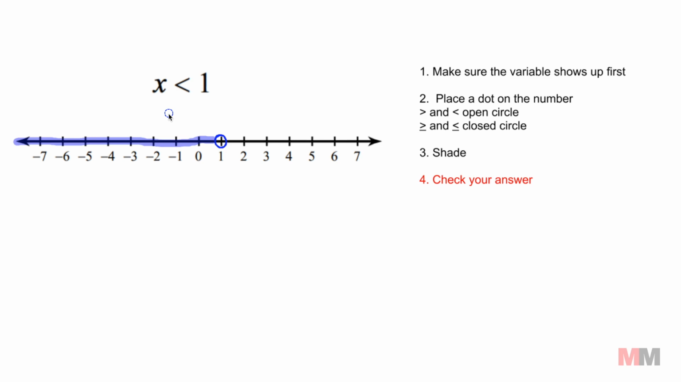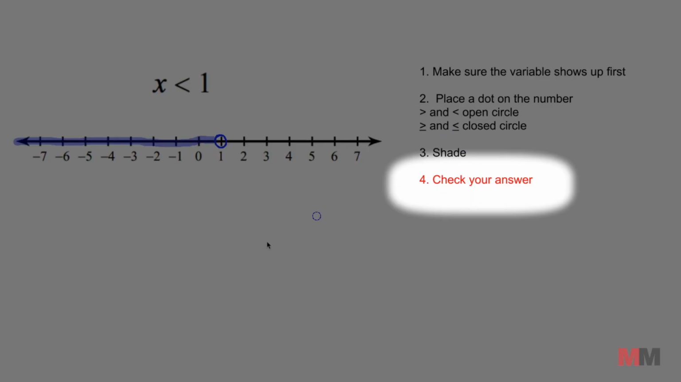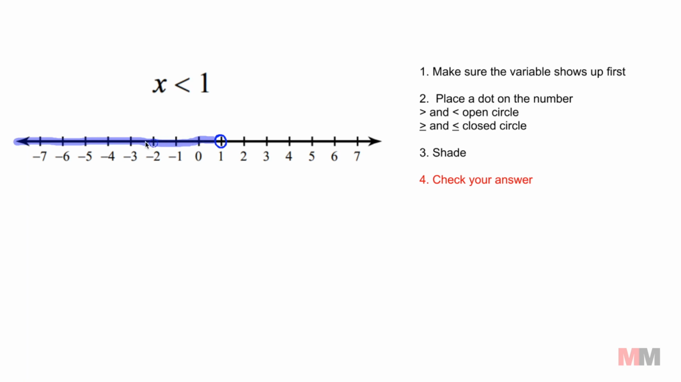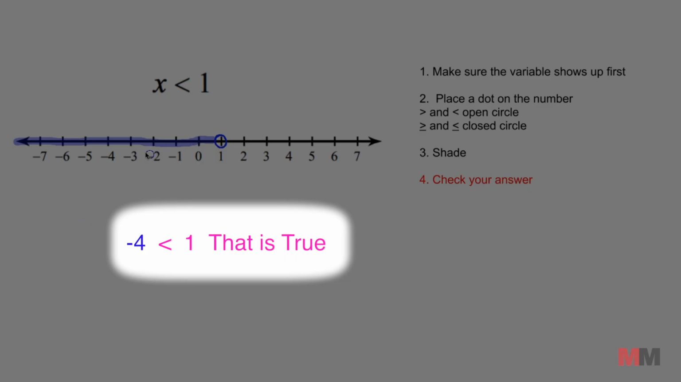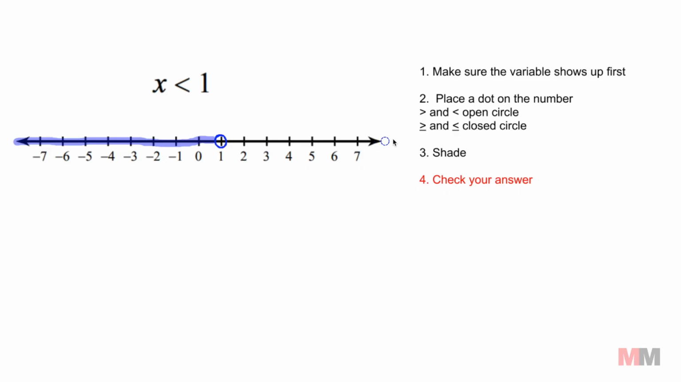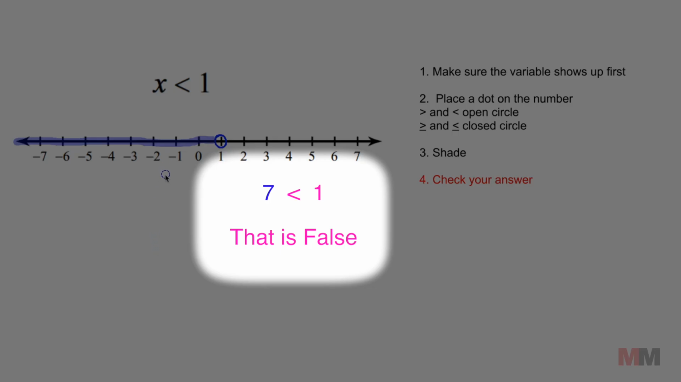And the last part, check your answer. You can check if you plug in any of these numbers in for x. For instance, we put in -4. -4 is less than 1. That is true. So that is one way to check, and you'll never have to second guess yourself if you're shading these right. If I plug in any of these numbers, let's say I put in a 7, 7 is less than 1. That is not true. That is why the right side of this is not shaded.